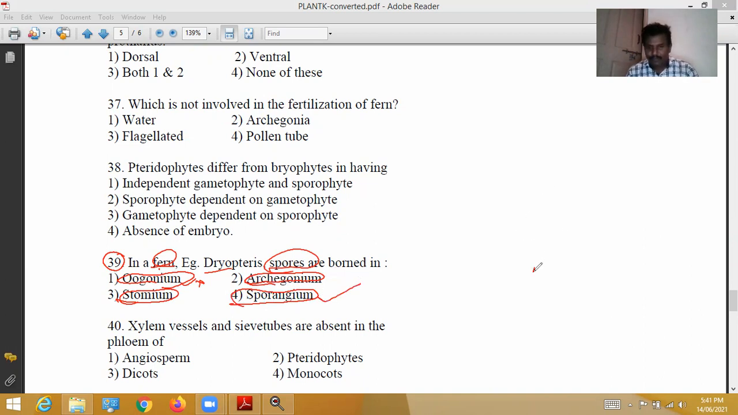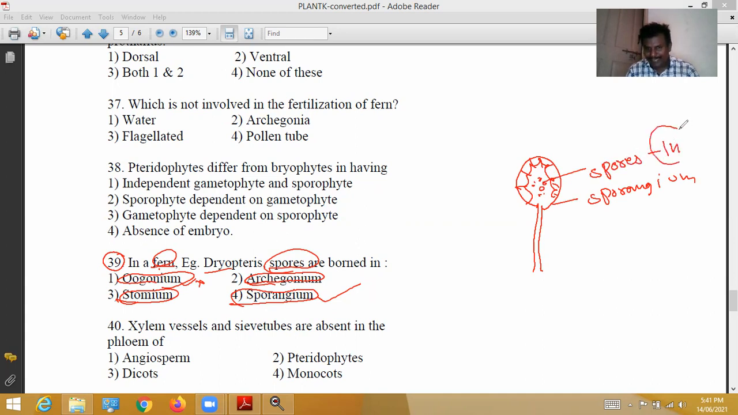Sporangium. So in fern plants, like this way, one filamentous structure is formed. In this filamentous structure, like this way, sporangium. So it will be like this. This is called sporangium. In this sporangium, a number of spores are formed. Those spores are haploid. So the correct option is the fourth option.